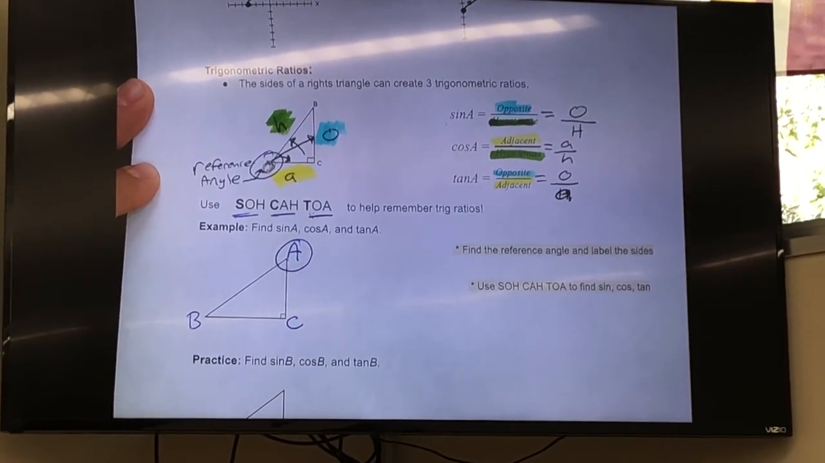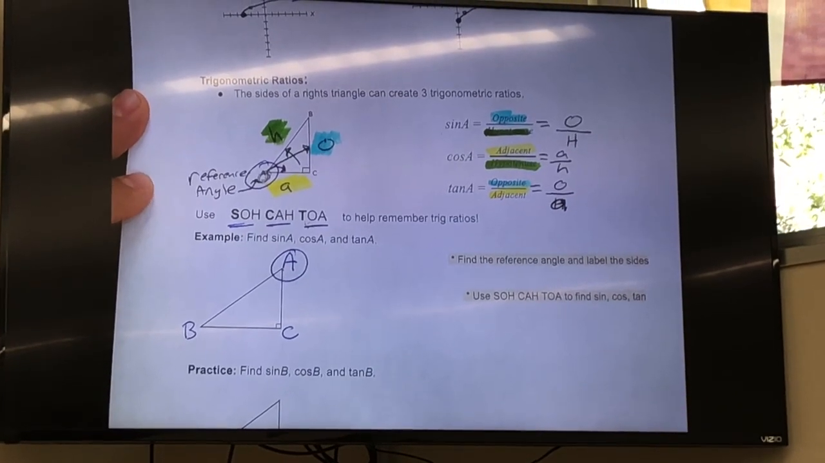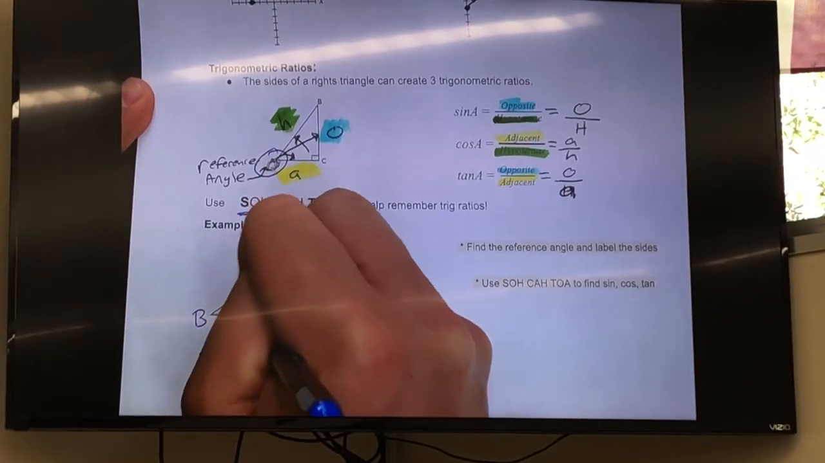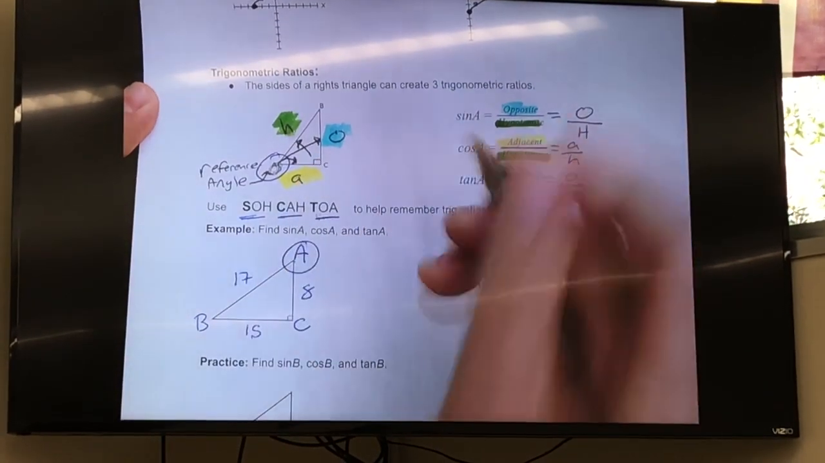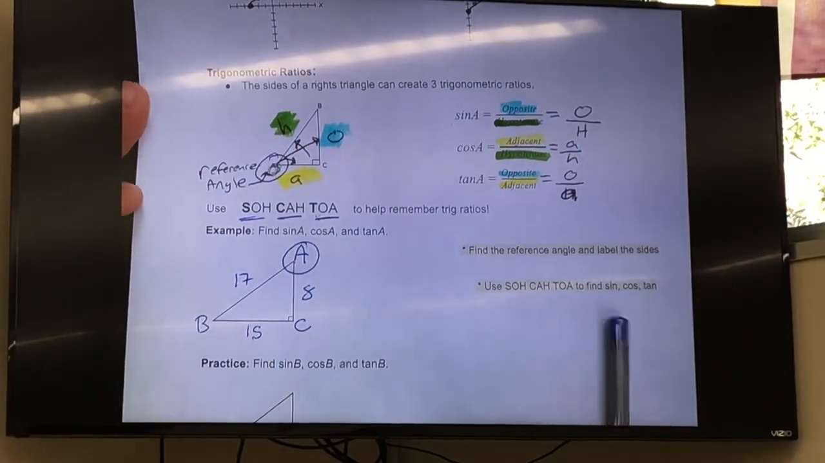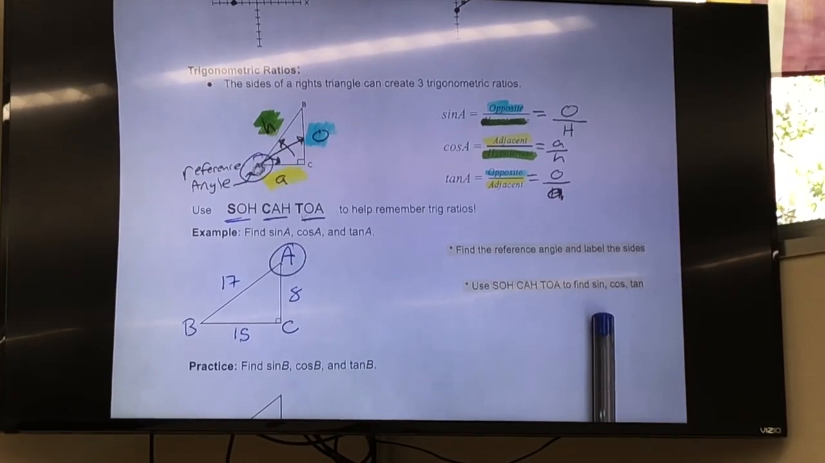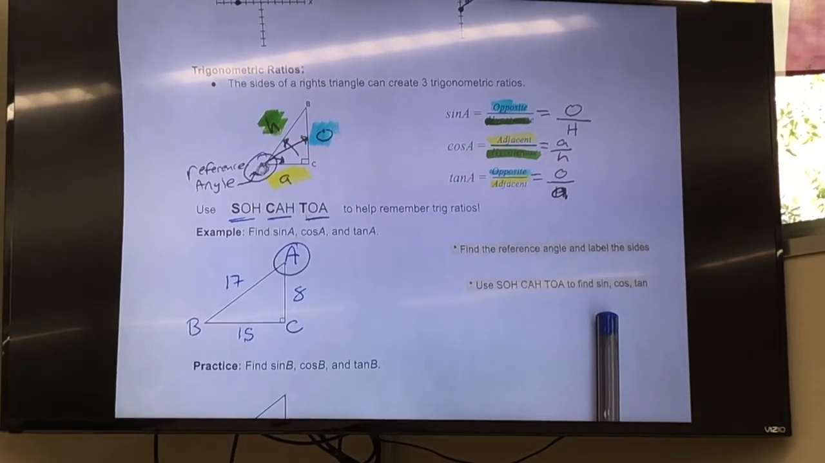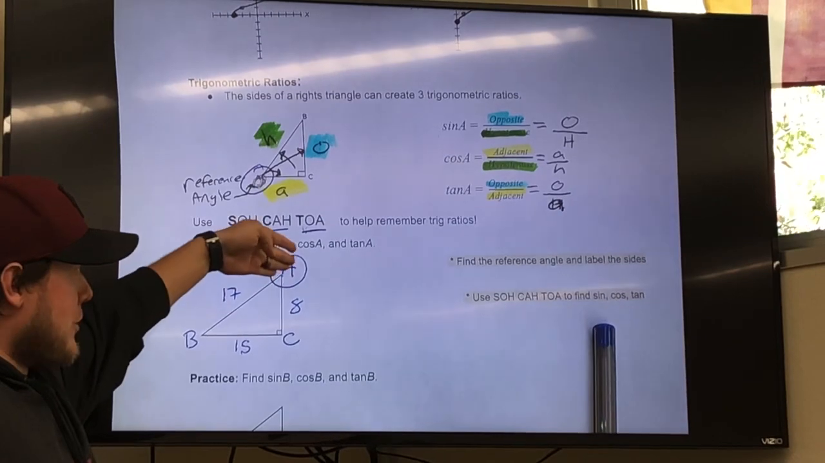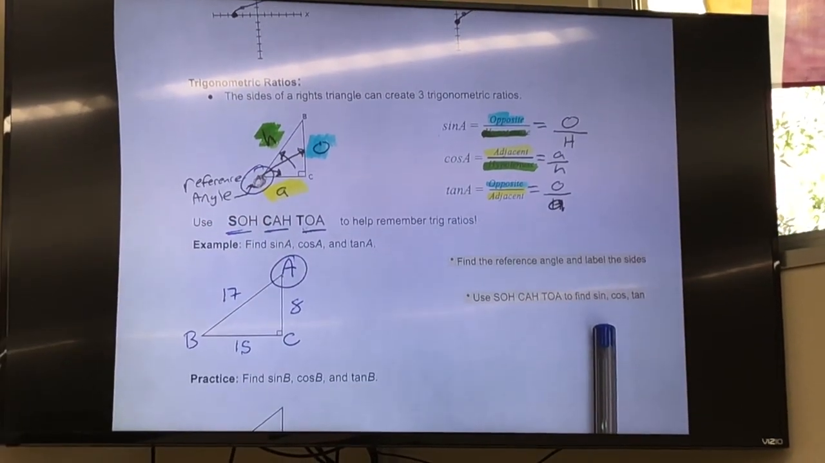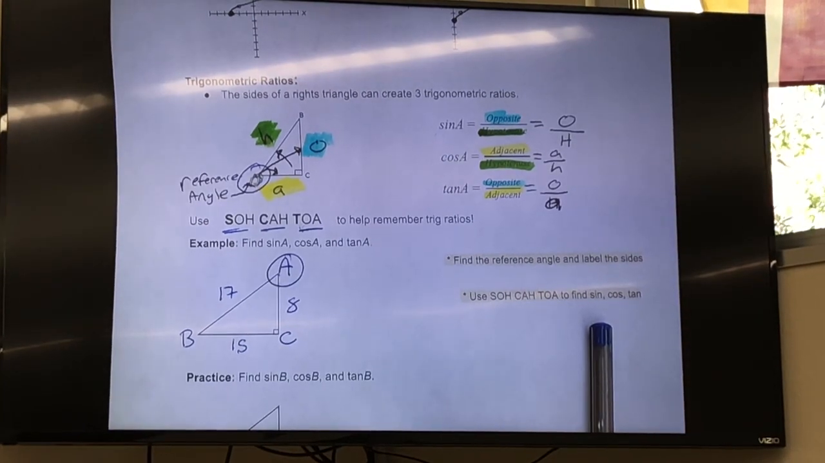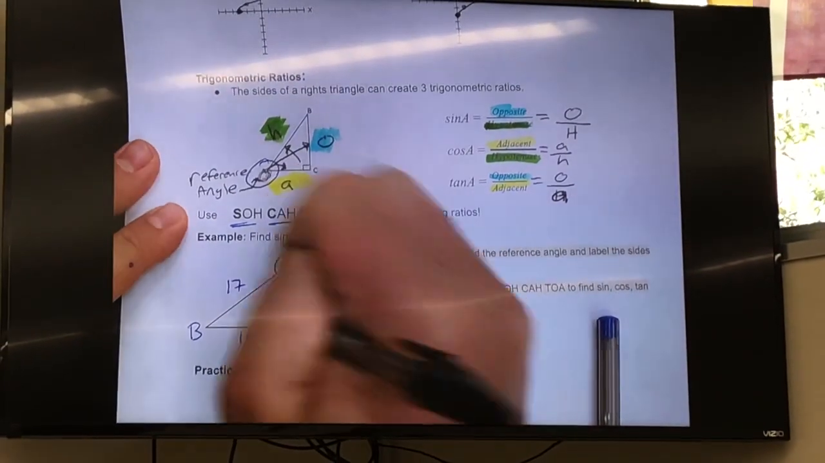The numbers that were given to us were 15, 17, and 8. Okay? So that would be what is going to be on the worksheet. That's going to be the problem that's given to you. What we need to do is try to look from reference angle A and label what types of sides those are compared to A.